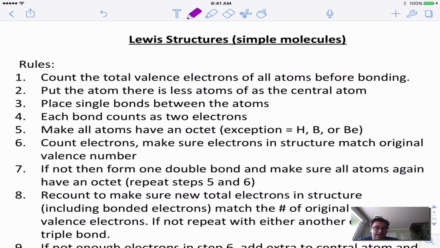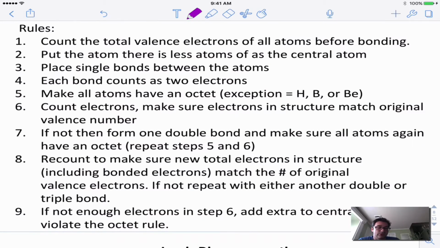So here are the rules that we have. First thing that we're going to do is count the total valence electrons for all atoms before they bond. The second step, we're going to put the atom that there's less of as the central atom. We're going to place single bonds between the atoms. Those bonds count for 2 electrons. Then we're going to make all the atoms have an octet, except for things like hydrogen, boron, and beryllium. So then we're going to count the electrons. We're going to make sure that the electrons in the structure match the original valence number. If not, we're going to form double bonds. But if there's too many, then we're going to do something called an expanded octet.